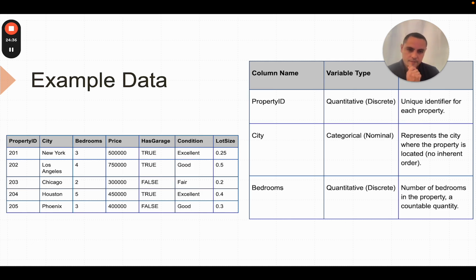With city, that's categorical. You see New York, Los Angeles, and some other cities. Those are descriptions in which order doesn't matter, right? So categorical, nominal. Number of bedrooms, that's discrete. We can only have whole number of bedrooms.